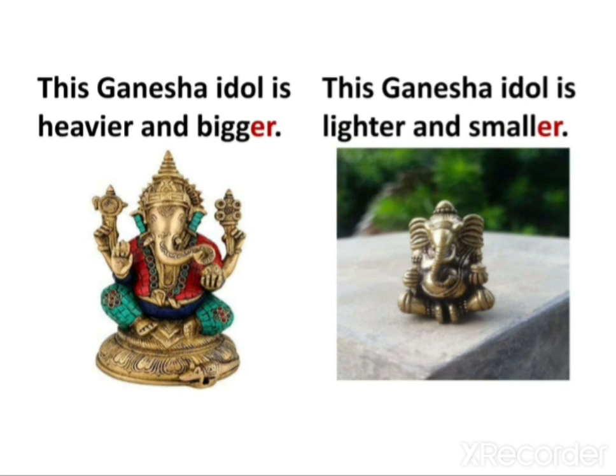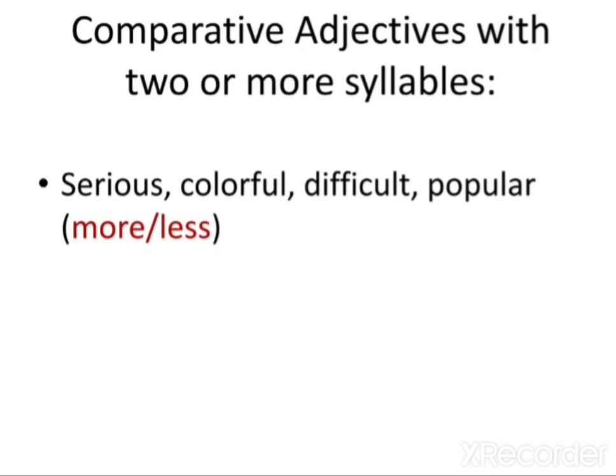So we have talked about how you can add ER to adjectives when the adjectives are short. What about with longer adjectives? Adjectives that are two syllables or more. So for example, we have the word serious. This is 3 syllables. Colorful. This is 3 syllables. Difficult. 3 syllables. Popular. That's also 3 syllables.